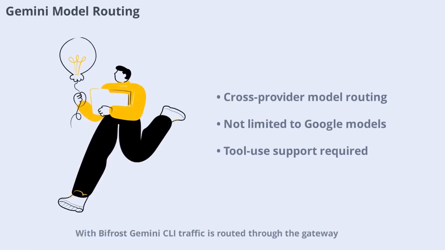With Bifrost, Gemini CLI traffic is routed through the gateway, giving you access to any provider or model configured in your Bifrost setup. This means Gemini is not limited to Google-hosted models. You can run Gemini CLI with models like OpenAI's GPT-5 or Anthropic's Claude Sonnet, as long as those models support the tool use features Gemini relies on.